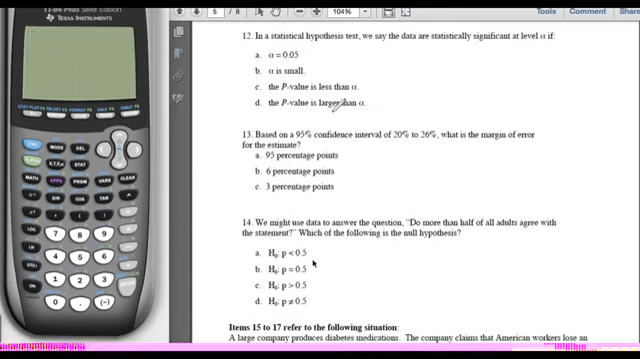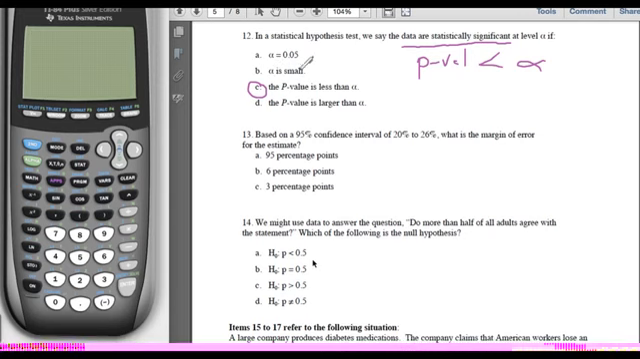Number 12 says in a statistical hypothesis test, we say the data are statistically significant at level alpha if. When do we say the data are statistically significant? That goes back to chapter 8 and chapter 9. To me, one of the most important things in the class: if the p-value is less than your alpha, you reject H0 and the data are statistically significant to conclude the idea of your alternative. Alpha is typically 0.05, but it doesn't have to be.